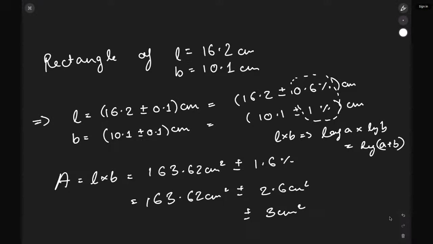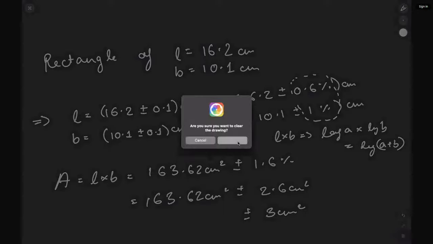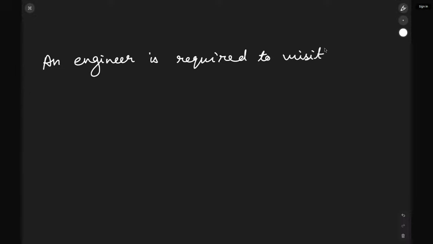Okay. So next question we have of permutation and combination. So the question states an engineer is required to visit a factory for exactly 4 days.